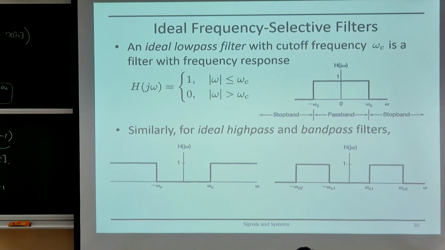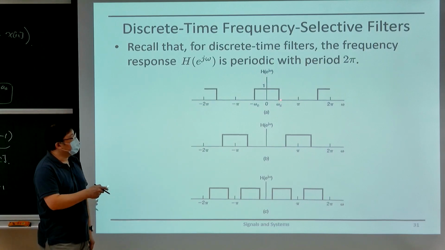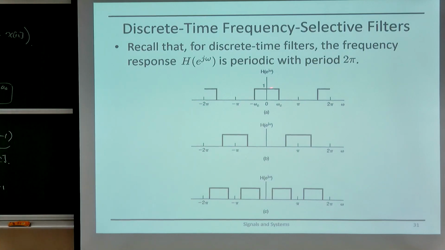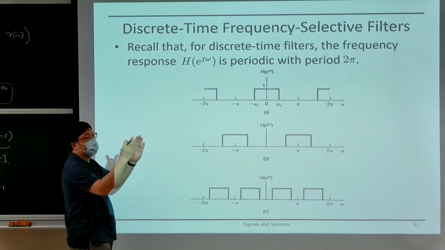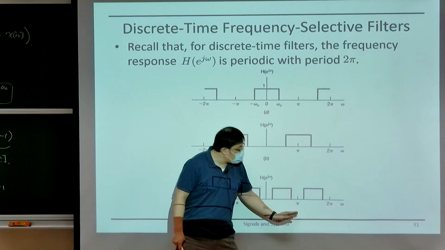So this is the continuous time case. You can look at these things similarly in the discrete time case. In discrete time, you can also define these ideal low pass, high pass, and band pass filters. So why do I say this is high pass and this is band pass? When you're looking at discrete time filters, you're looking only at the frequency response over a 2 pi range.